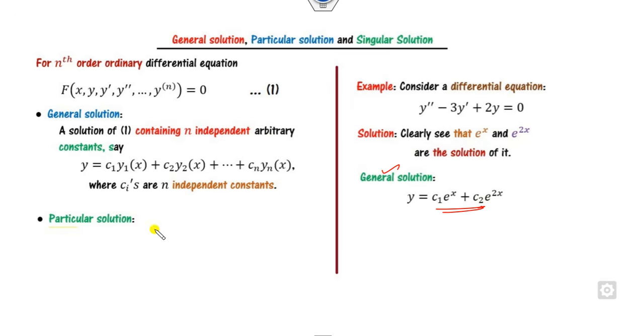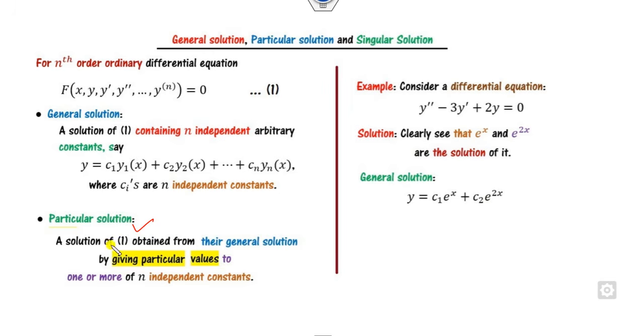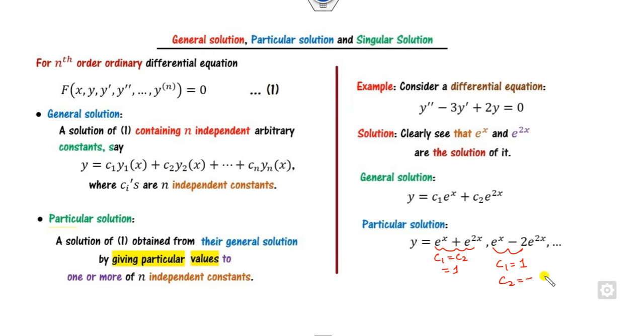What is the particular solution? If I consider particular values of C1 and C2, whatever solution is obtained, if I assign particular values to the arbitrary constants, that is called a particular solution. For example, if I consider C1 and C2 as 1, then we will get this as a solution. If I consider C1 as 1 and C2 as minus 2, then this is a solution which is called a particular solution.